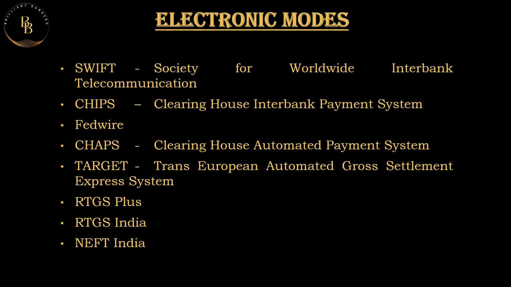receivers of payments. So CHIPS was working on a netting system. Fedwire works on a gross settlement system. You do have two systems in the US. One is CHIPS, one is Fedwire. What is SWIFT? SWIFT is a worldwide interbank telecommunication network. So CHIPS and Fedwire are from the US.